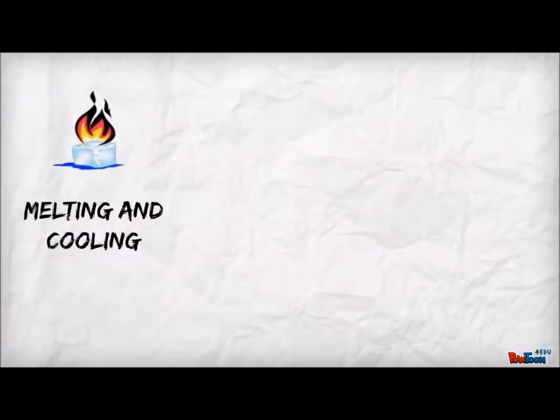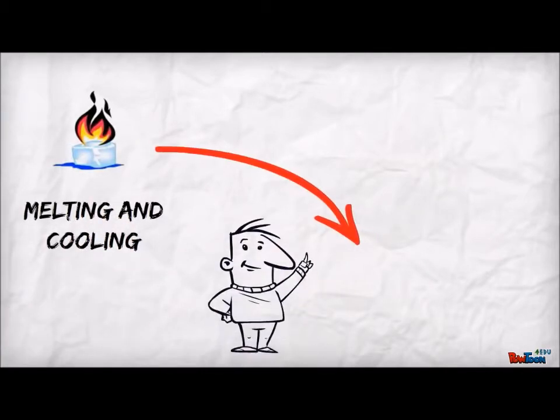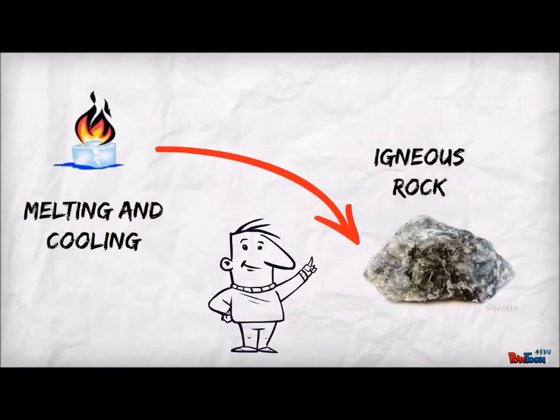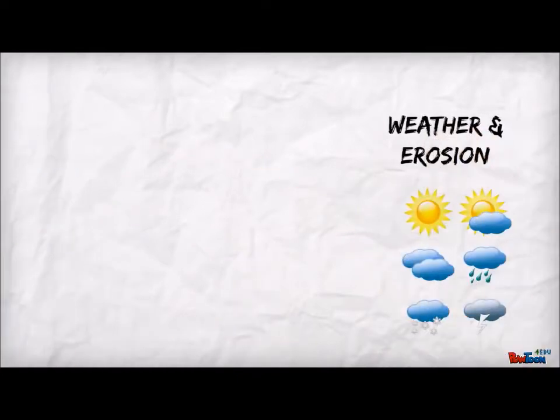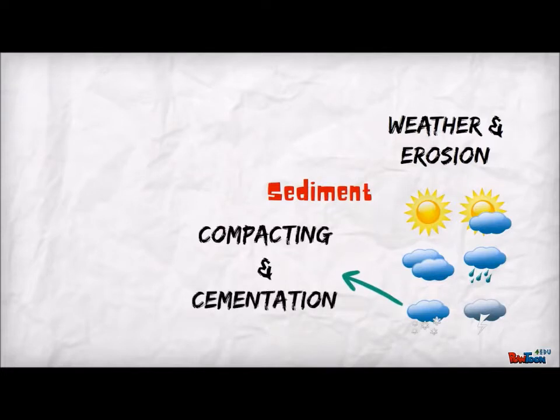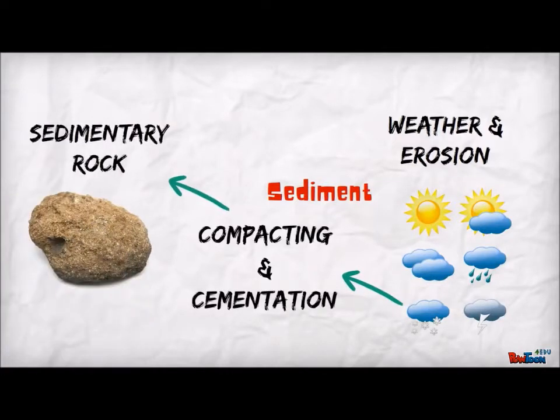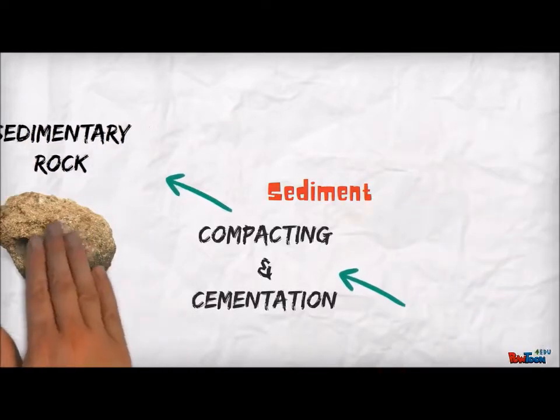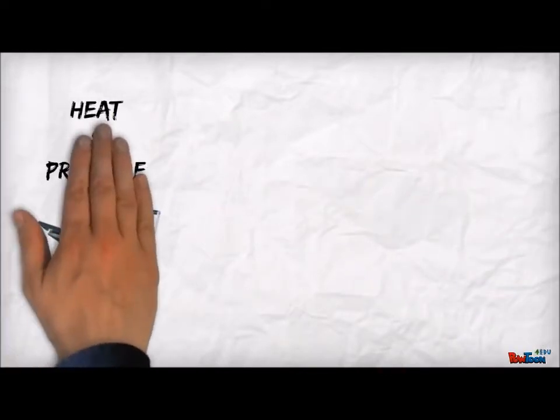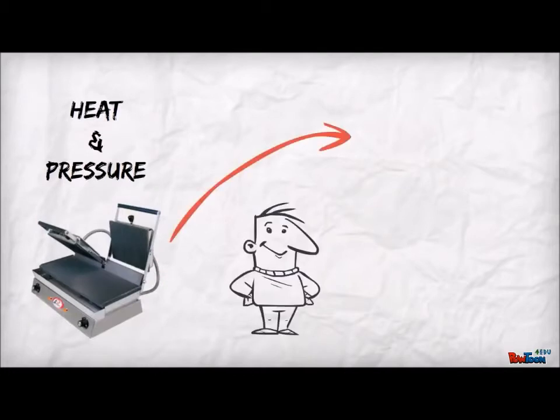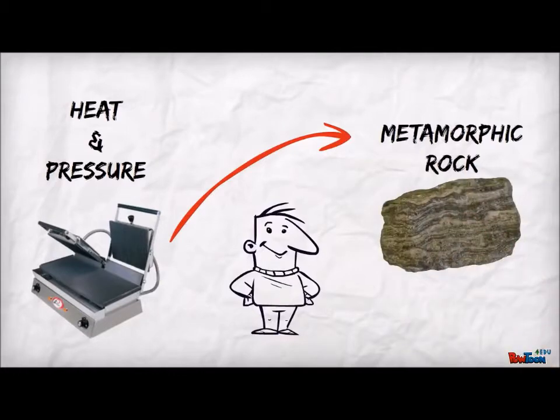The first process, melting and cooling, involves the melting of rock deep in the ground. Eventually it cools and becomes igneous rock, like this feldspar. Another process is weather and erosion. Weather and erosion breaks down rock into sand and gravel that we call sediment. It eventually hardens through a process called compacting and cementation and it forms sedimentary rock, just like this sandstone. The final process is heat and pressure. Rock deep in the ground becomes soft and is eventually squeezed to form metamorphic rock, like this rock, called gneiss.